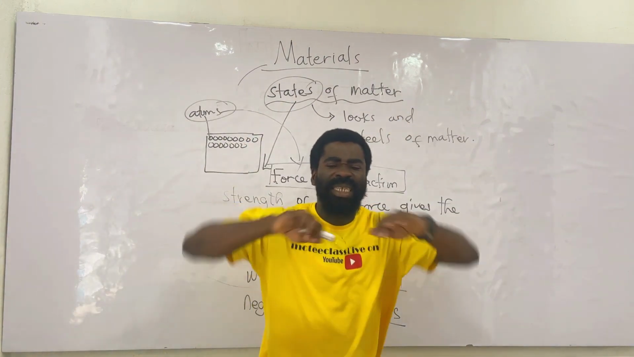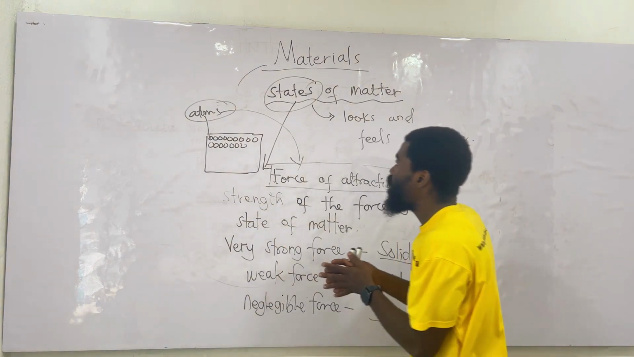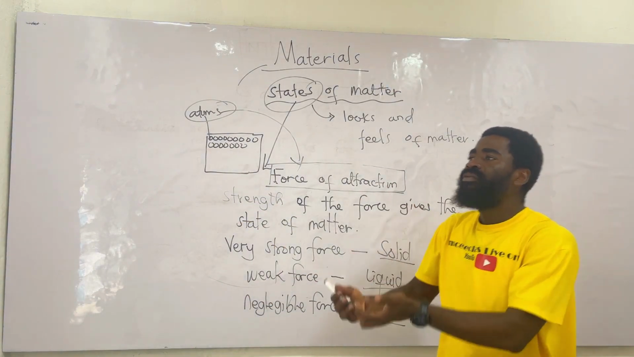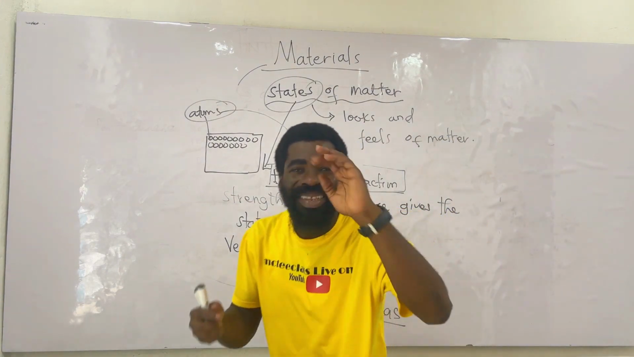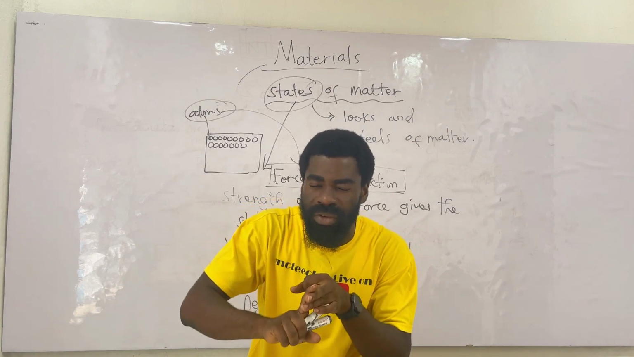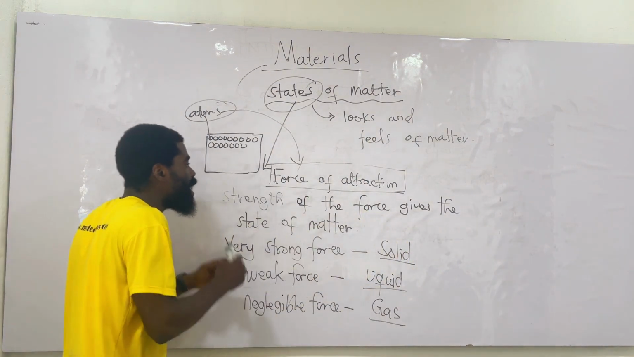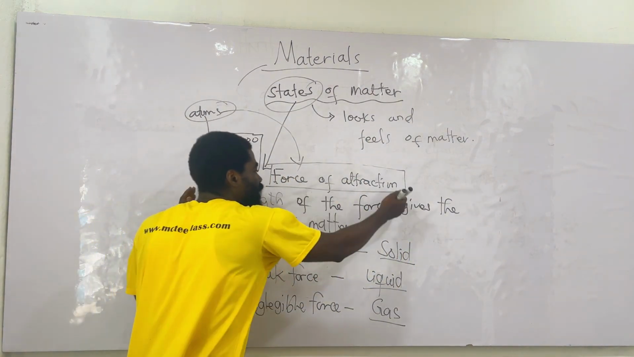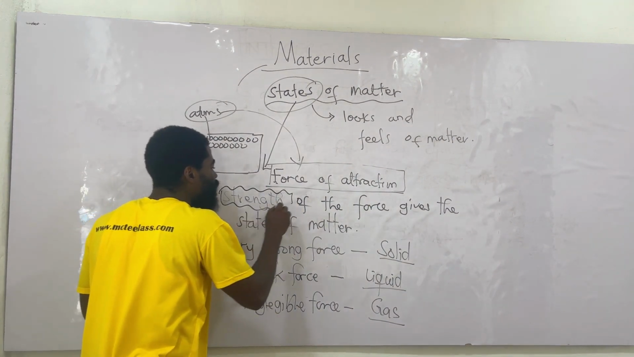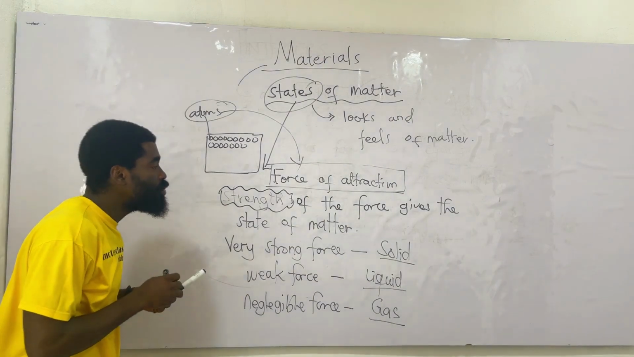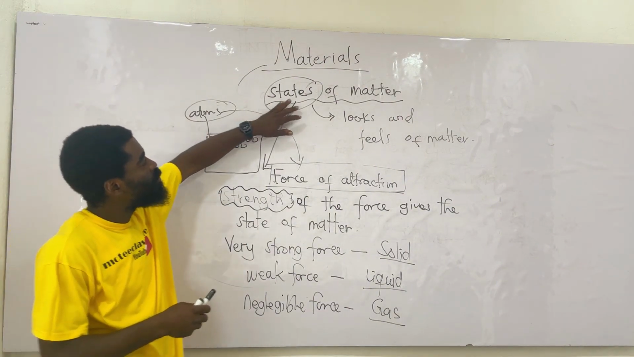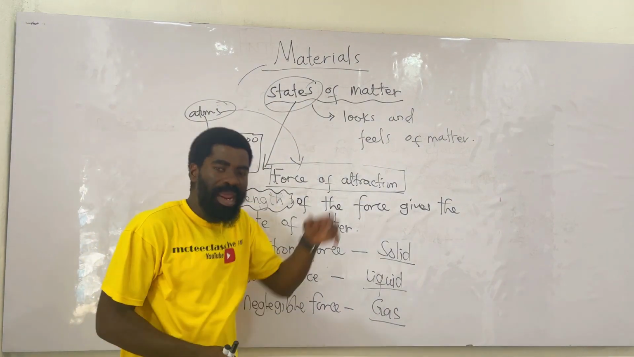So generally, what have we said so far? We have said that materials are basically matter, and all matter has particles. The particles are either atoms, ions, or molecules. Good. Now, these particles are held together by a force of attraction. The strength of that force of attraction tells you how the matter will look or feel, and that is referred to as the state of the matter.